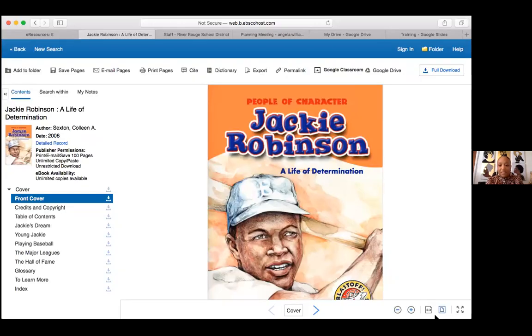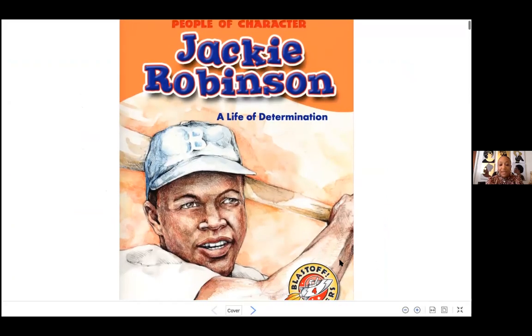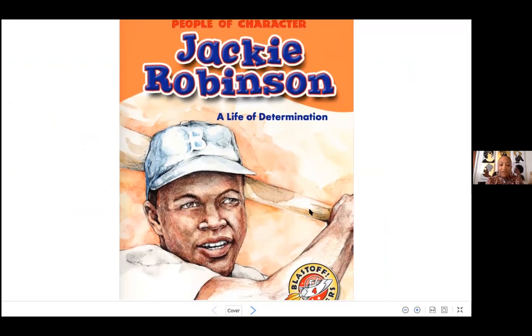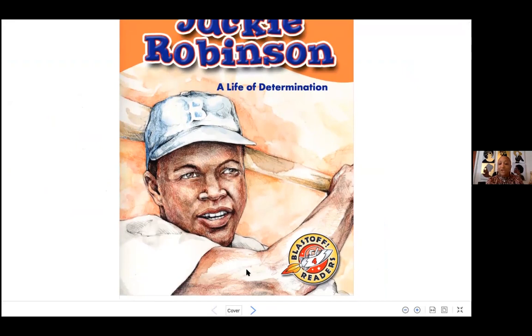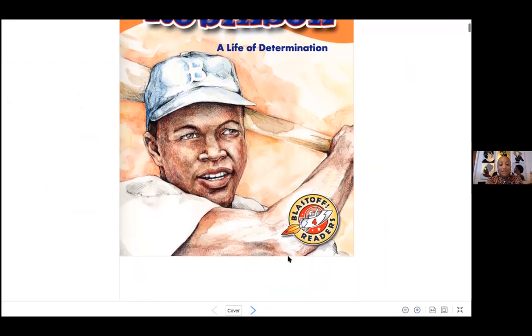As you can see, the book that I chose is called Jackie Robinson, A Life of Determination. And again, you can always look at the cover of the book and ask your child questions like, what do you think this book is about? So that is using the strategy of prediction. Just by viewing the pictures and determining what do you think is going to happen next, or what kinds of things you think you're going to see or hear about in the story.